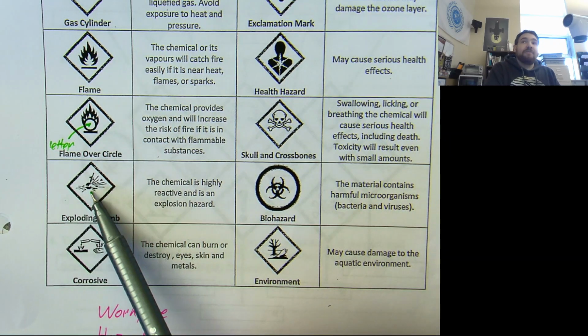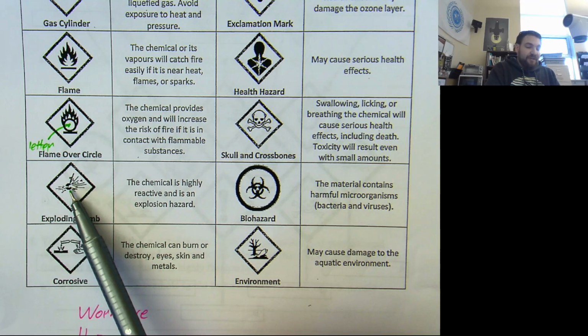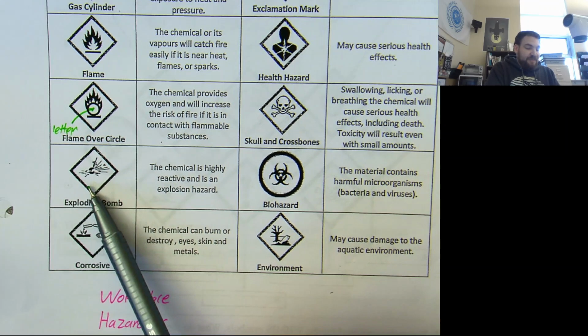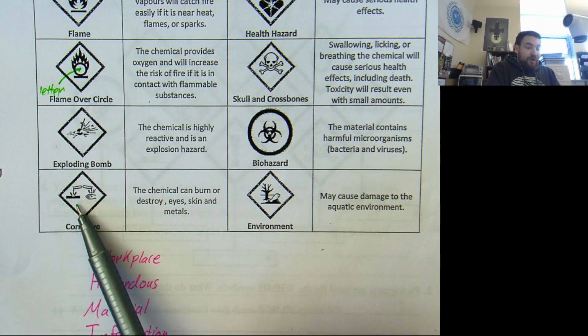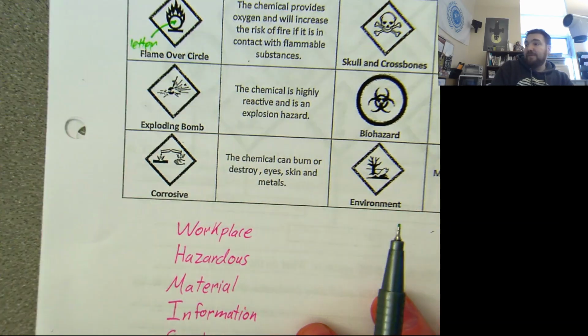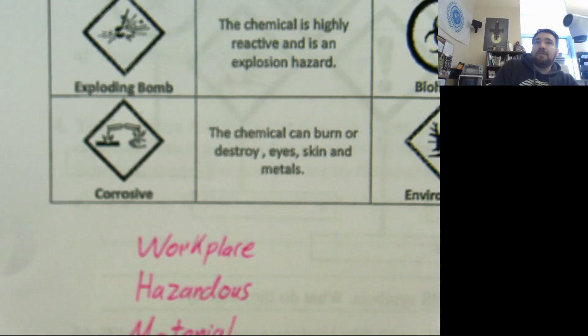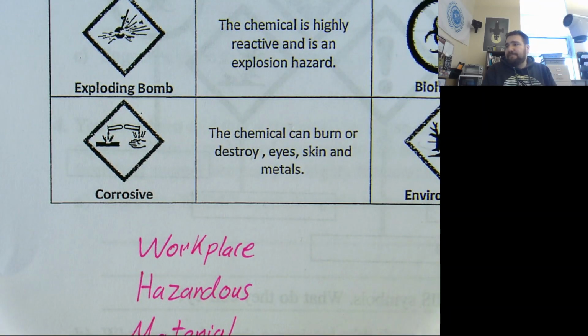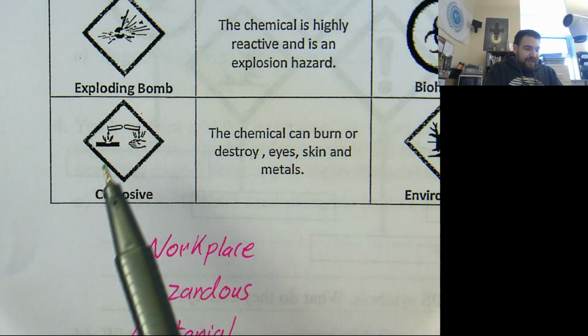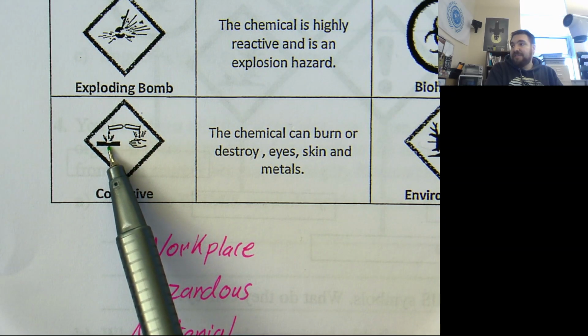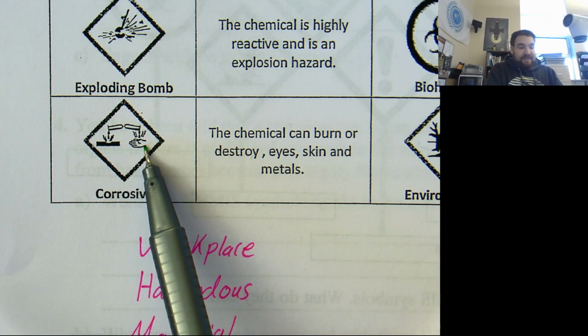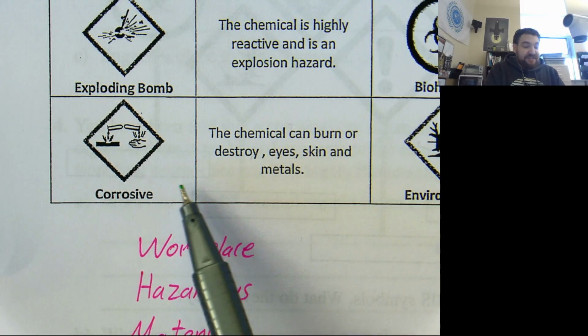That's an explosion. I think that goes fairly straightforward. The chemical is highly reactive. It is an explosive hazard. This means corrosive. I'll zoom in so that we can see it a little clearer. So you can see that whatever the chemical is, it's eating away at this block or it's eating away at the hand. It means that the chemical can burn or destroy eyes, skin, metals.